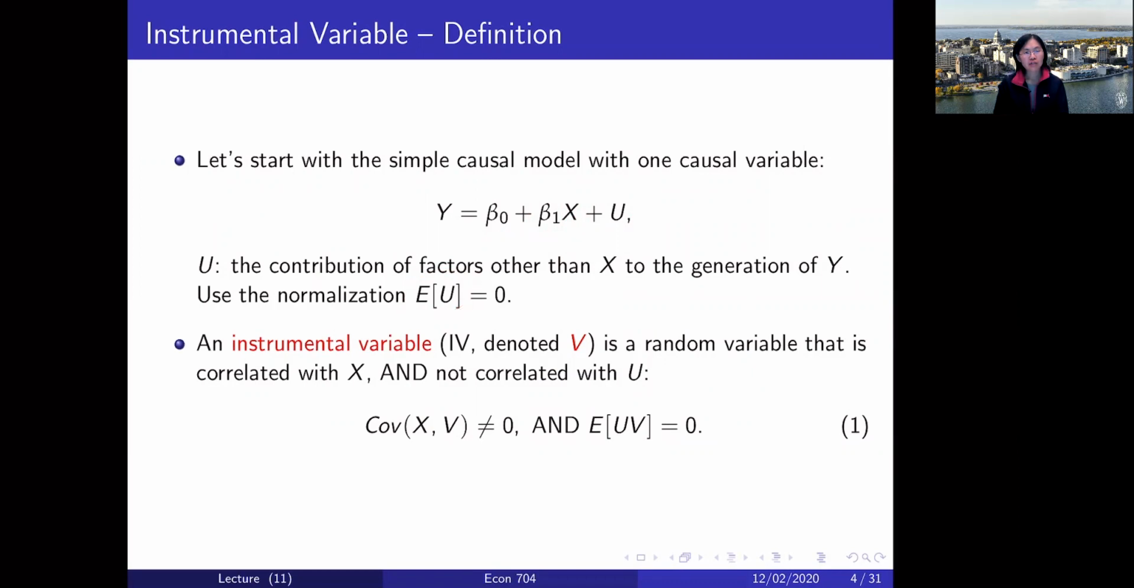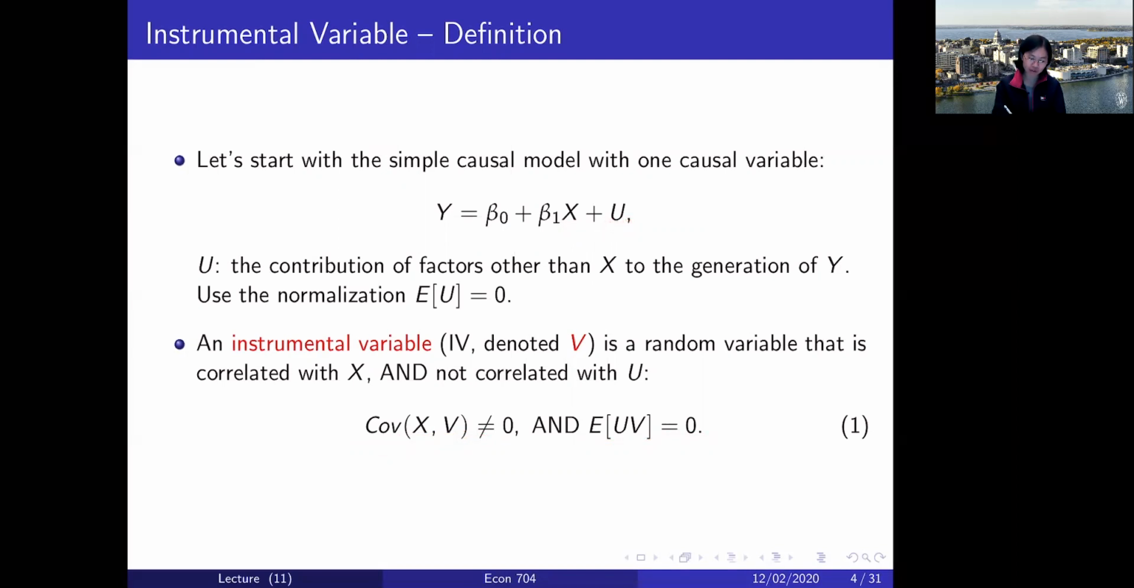Now, what is an instrumental variable? An instrumental variable is a random variable that is correlated with x, but not correlated with u. So both of these requirements are crucial for the definition of the instrumental variable. We denote the instrumental variable by v, standing for the v in instrumental variable. Instrumental variable v should be correlated with the causal variable and not correlated with the other factors, the unobservable factors in y. Okay, so that's the key.